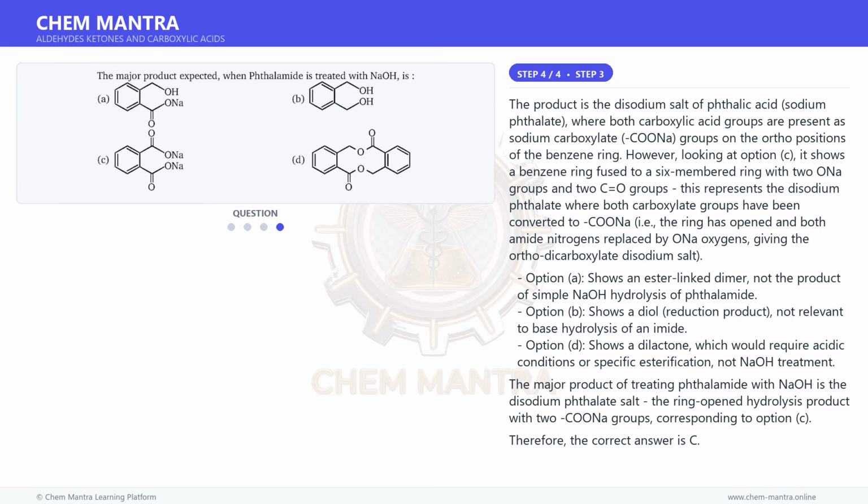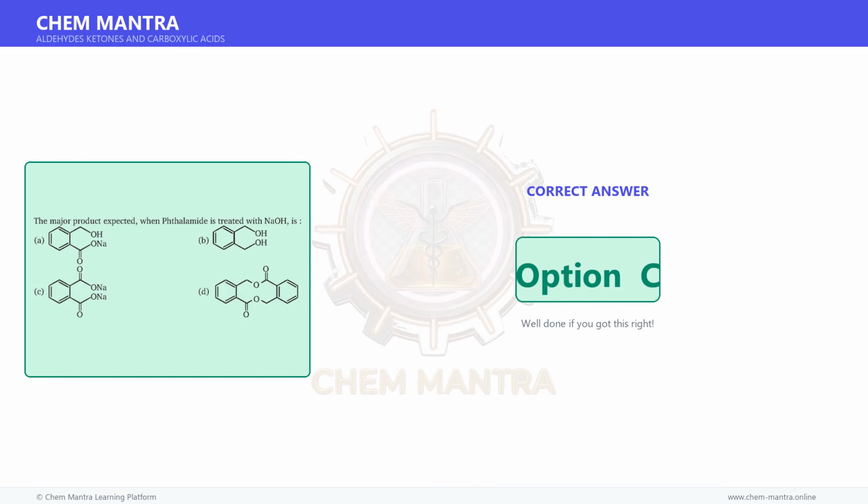The major product of treating phthalimide with NaOH is the disodium phthalate salt, the ring-opened hydrolysis product with 2 COONa groups, corresponding to option C. Therefore, the correct answer is option C.